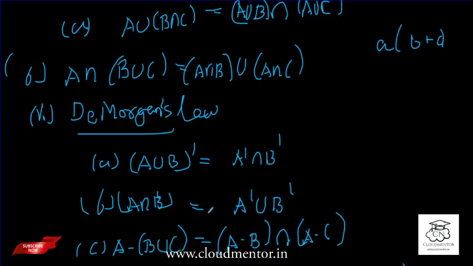Now moving to some questions related to this. If A and B are two sets, then A intersection A union B, the whole complement, is equal to what? So we need to apply the different laws here. By using De Morgan's law, we can write A union B, the whole complement, as A complement intersection B complement.